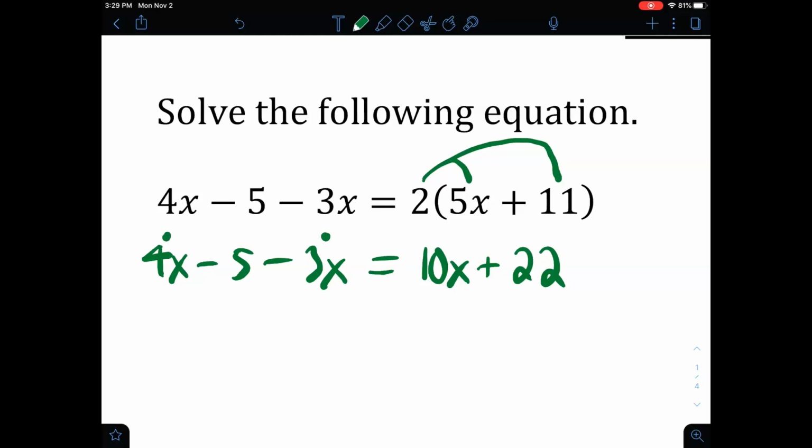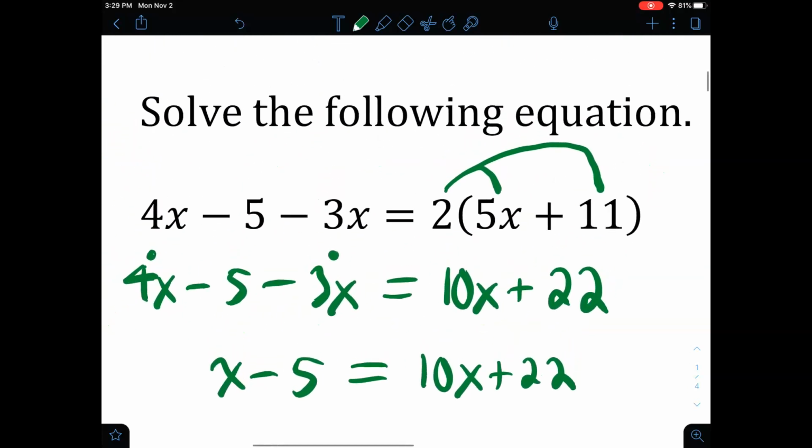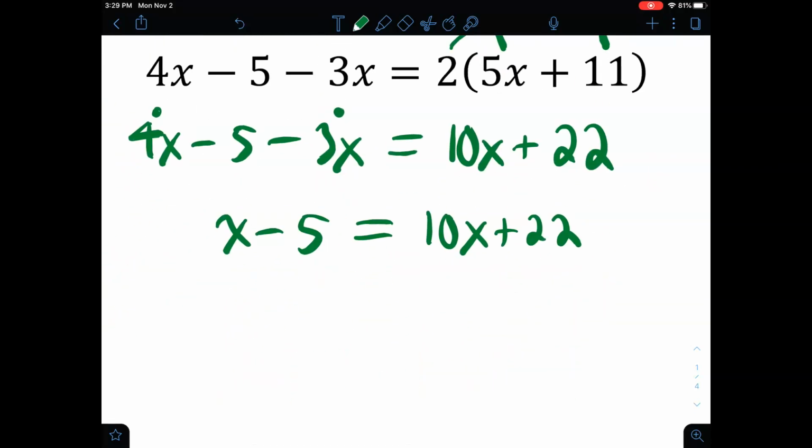Yeah, we've got 4x minus 3x, which is going to be how many x's? It's going to be 1x. x minus 5 equals 10x plus 22. Any other like terms to combine? Nope. Now we need to get all the x's to one side and all the constants, or numbers, to the other side. So let's get all the x's to one side.